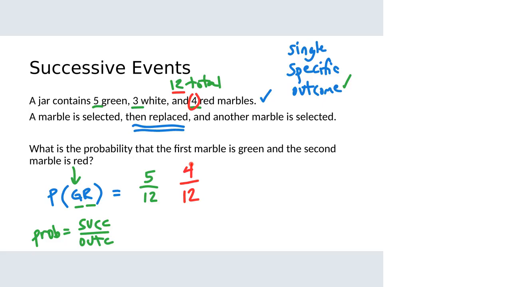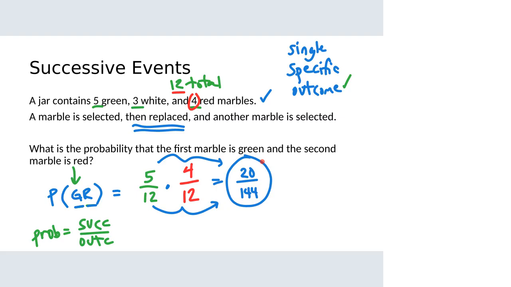And so the probability of getting green followed by red, we'll just multiply those together. We have to remember multiplying fractions. To multiply fractions, we just multiply numerators. 5 times 4 is 20. Multiply denominators. 12 times 12 is 144. And so the probability of getting green followed by red is 20 out of 144.